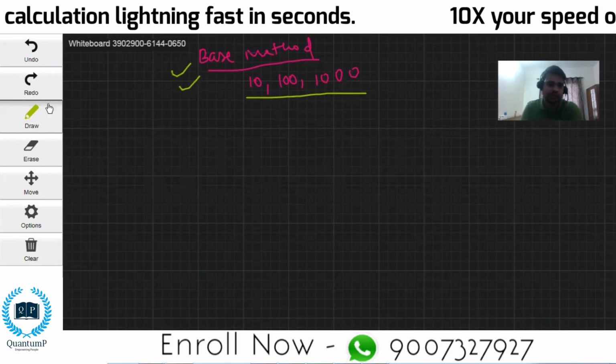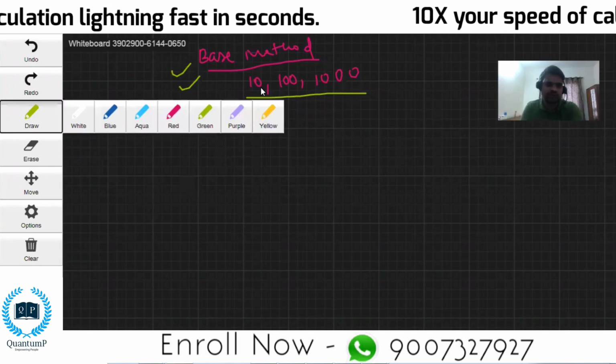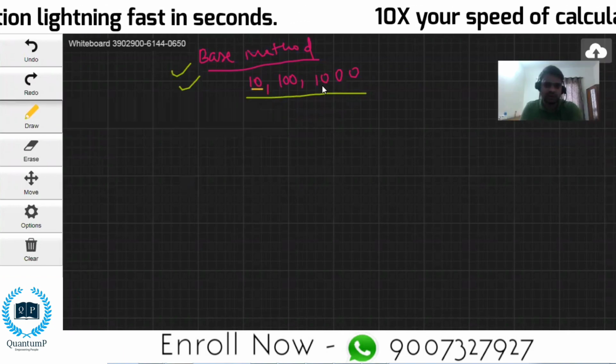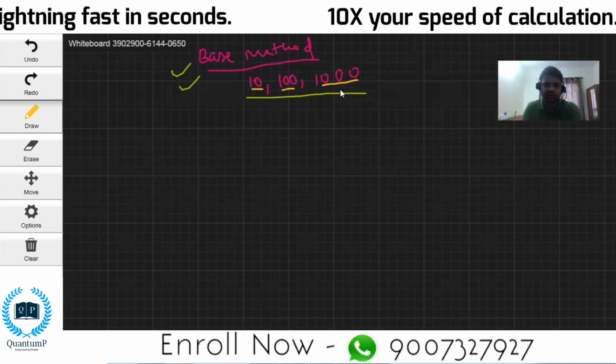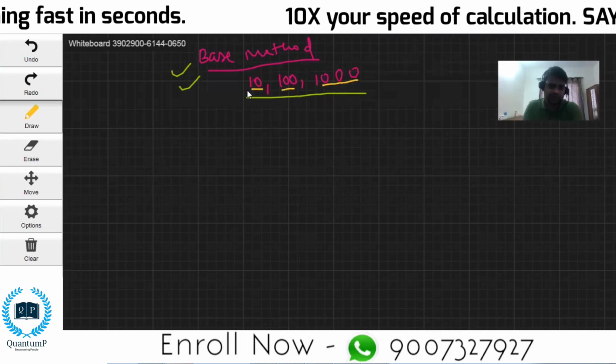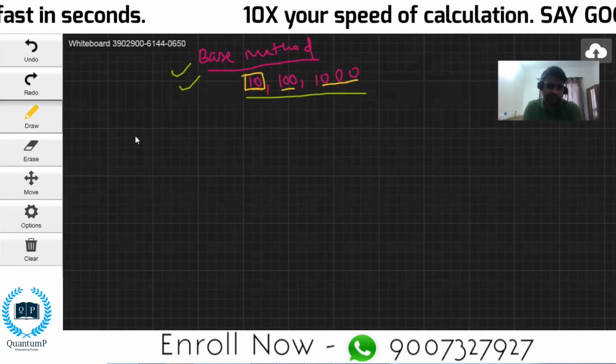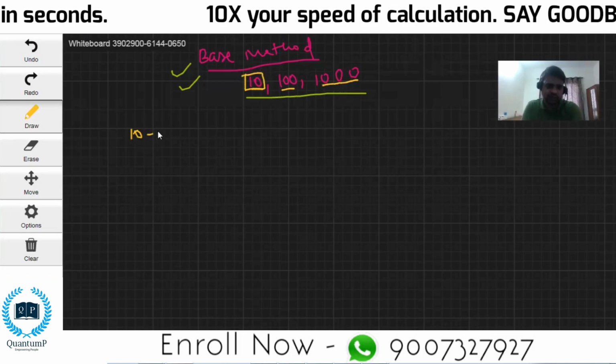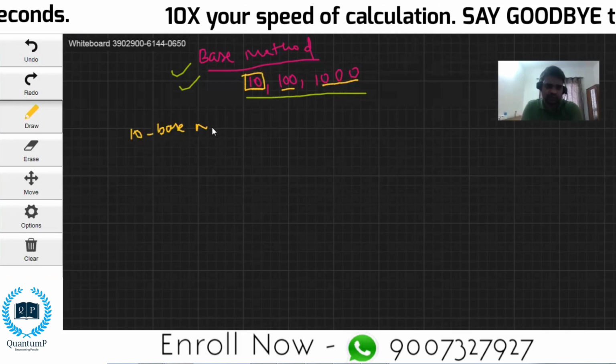So I'm going to tell you the base method of 10, 100 and 1000, and let's see what happens in this. I'm just starting with the 10 base method. So first I'm doing the 10 base method. You see what happens in this.